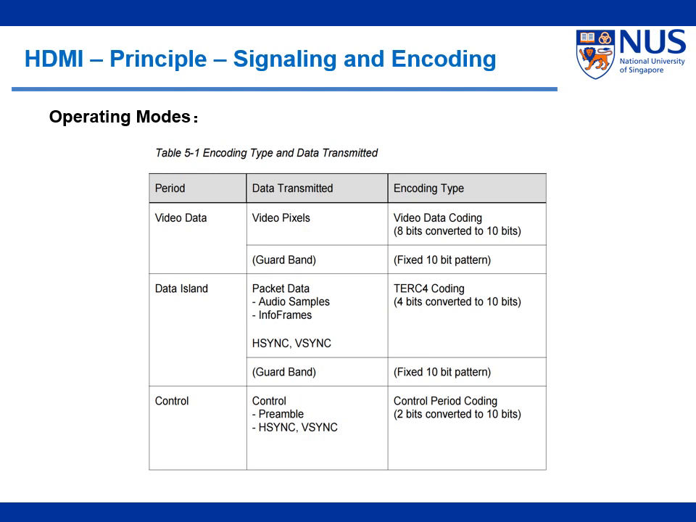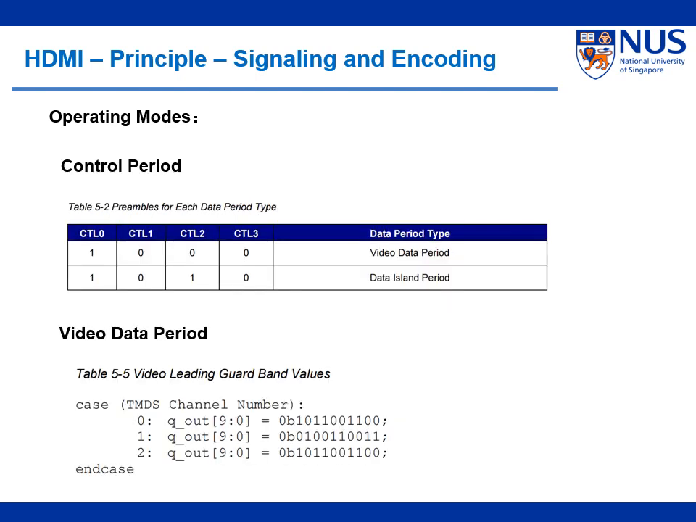Near the end of every control period, a preamble using the CTLx bits indicates whether the next data period is a video data period or a data island period. The control period is used for transmission of the preamble. The control period is also used by the sink for character synchronization.